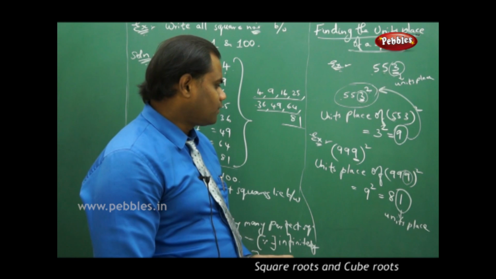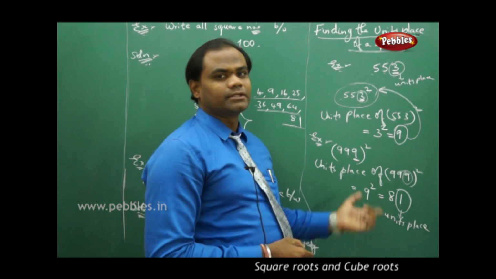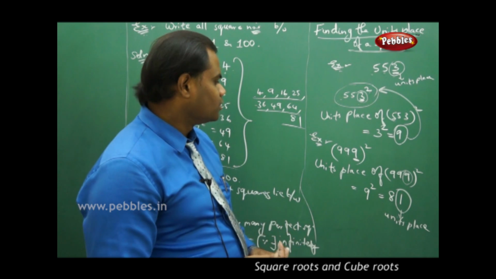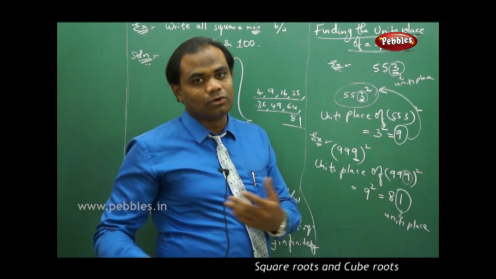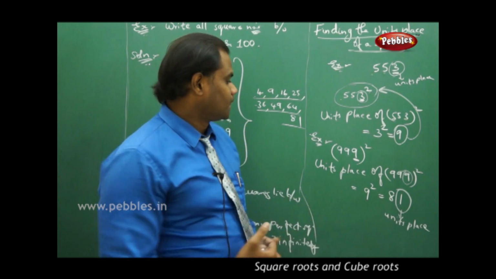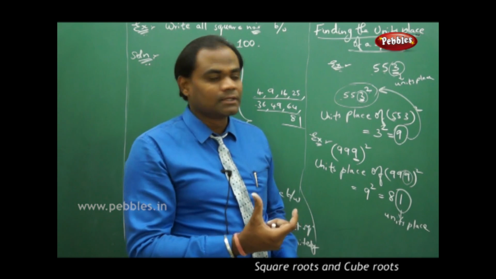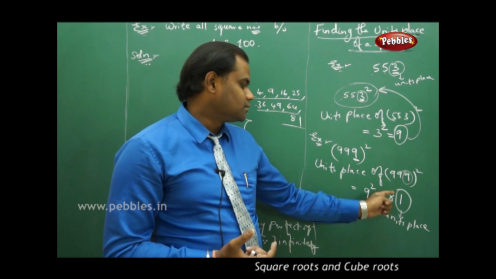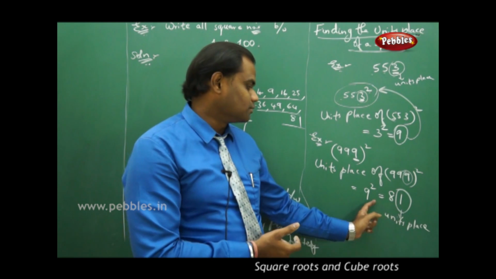So like this, we can find the units place of any big number by just taking the last digit and squaring it. So the units place is quite easy because you need not square the whole number, where the simplification becomes more complex and lengthier. The only concept is we take the last digit, however big the number is, and then we find the square of that last digit, which gives me the units place of the square of that particular number.